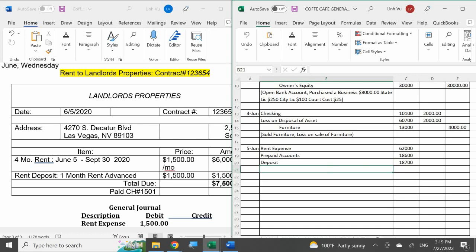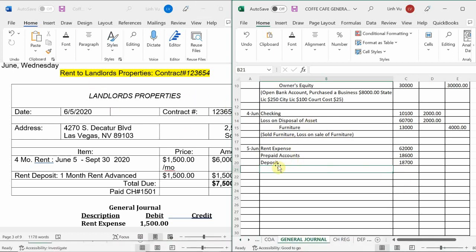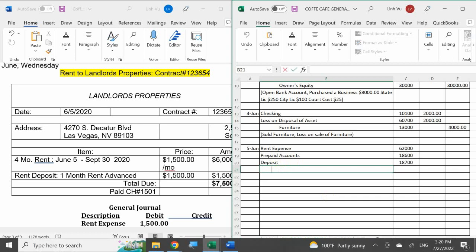So did we increase our checking account or did we decrease our checking account? Decrease. So in this case, this is where we are going to credit our checking account. Checking is decreased with a credit.